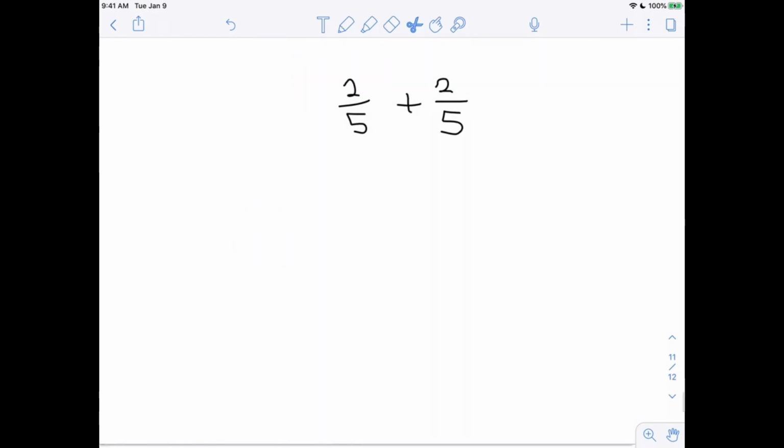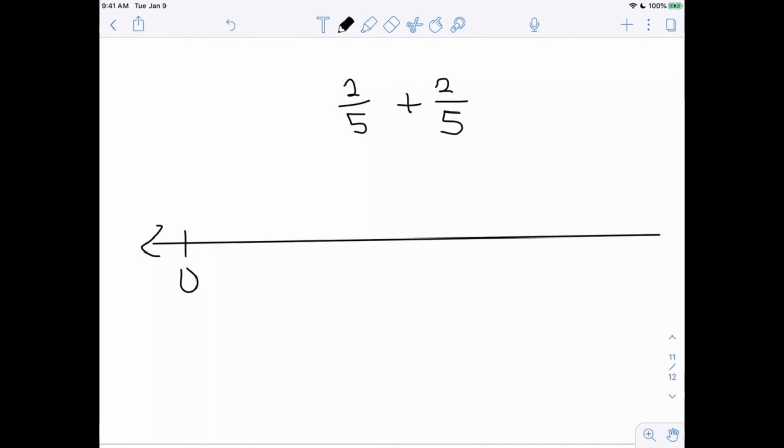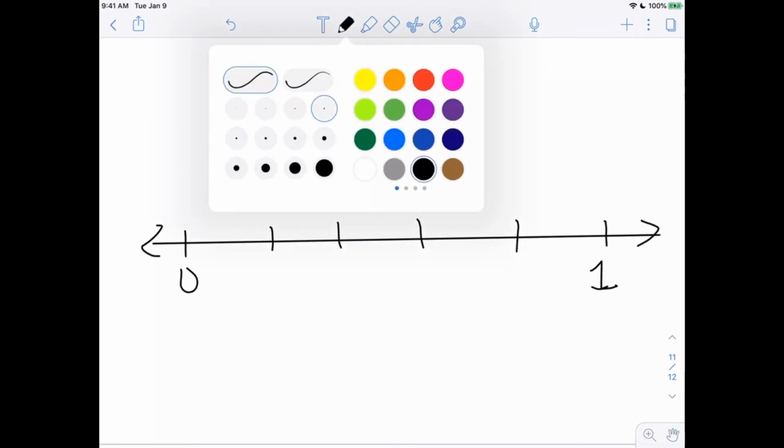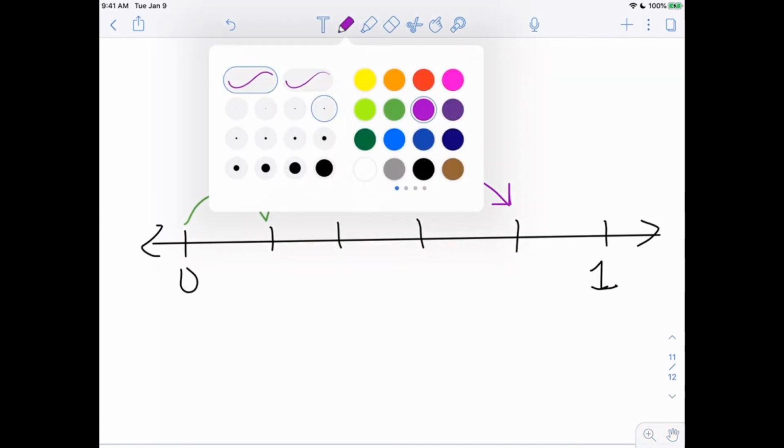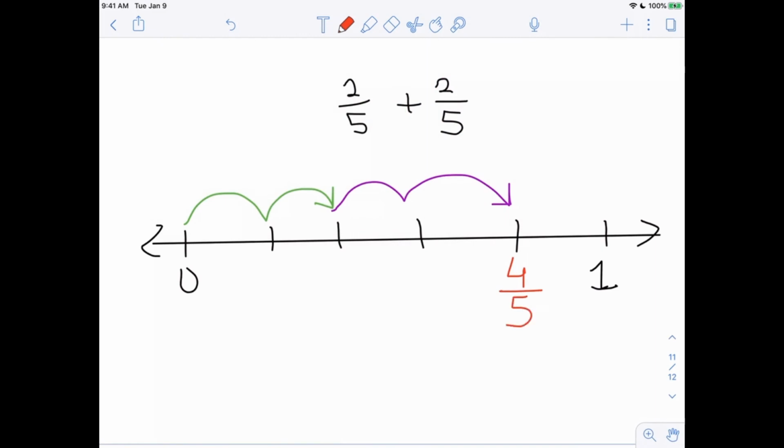And if we wanted to represent 2/5 plus 2/5 on a number line, I would use a straight number line. There's my 0, there's my 1. And I know that I need to cut it into 5 equal sized pieces because that's what the denominators are. And there's my 5 equal sized pieces. And this 2/5 means we're going to move over 2 pieces, 2/5. And then this 2/5 means we're going to move over another 2 places, 2/5. Now, where are we in total? We are now at 4/5.